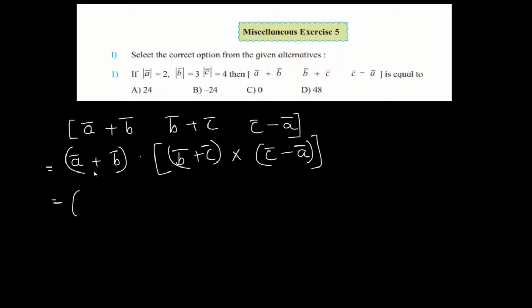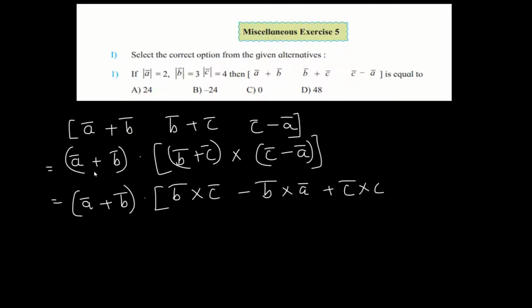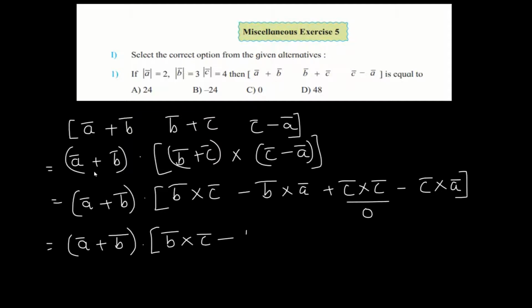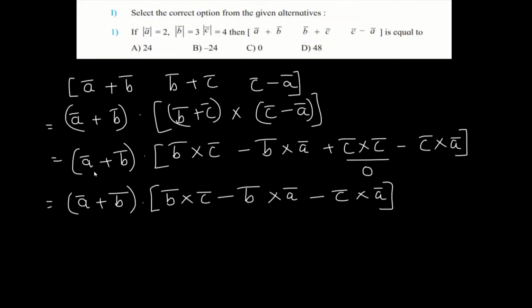Now in the square bracket, when we take the cross product of both the vectors, we get B×C − B×A + C×C − C×A. You know that C×C is 0, and so we get this step: (A+B)·(B×C − B×A − C×A). Now opening the bracket, we write the product this way.